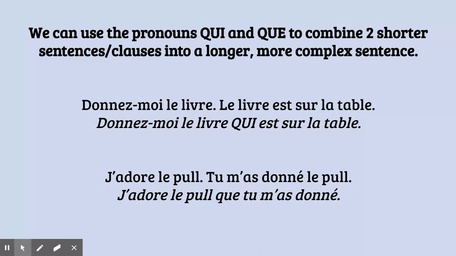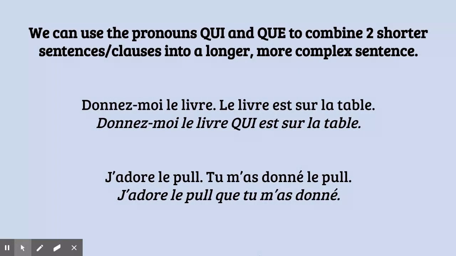So you can use qui and que to combine two shorter sentences or clauses into a longer, more complex sentence. Think of this as kind of your next step in leveling up your sentences. So you can have two short little sentences like Donnez-moi le livre and le livre est sur la table. Give me the book, the book is on the table, but you can combine those using qui: Donnez-moi le livre qui est sur la table. Give me the book that is on the table.